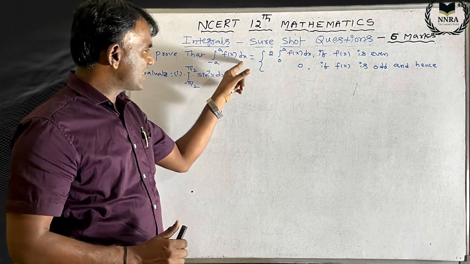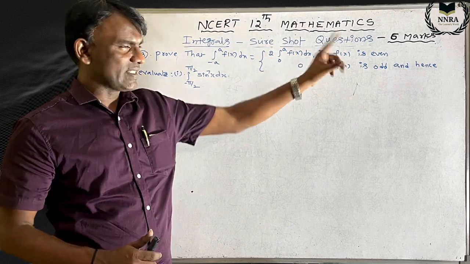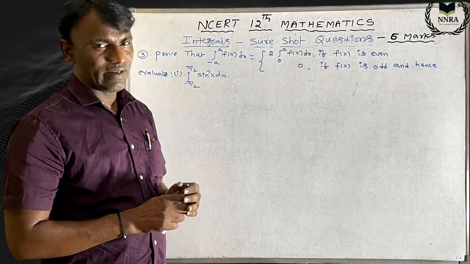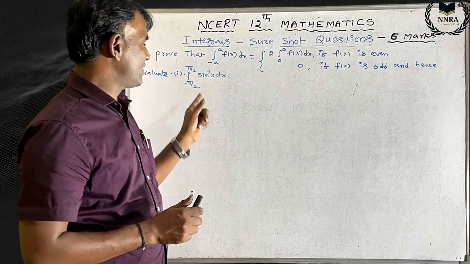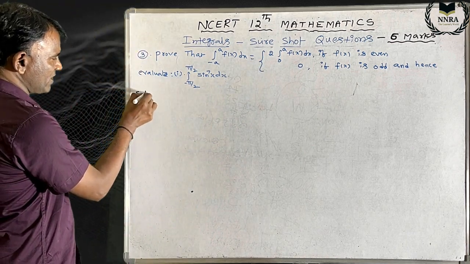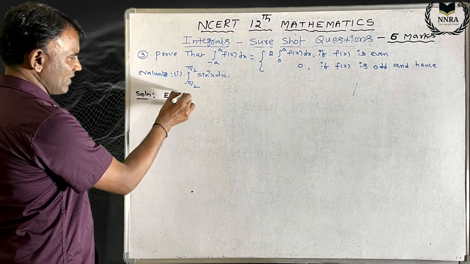Integral from minus a to a of f of x dx equals 2 into integral 0 to a of f of x dx if f of x is even, and the second one, 0 if f of x is odd. So first we do this derivation, after that we will do this. Okay. Before discussing the derivation, we should first know about the even function and the odd function.